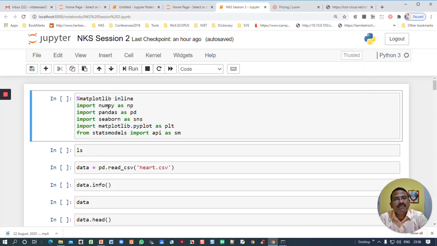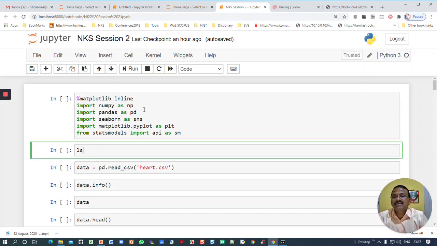So whenever I want to call NumPy, instead of calling NumPy, I can call it as np. Whenever I am calling pd, it means I am calling Pandas. Whenever I am calling sns, it is Seaborn. So Seaborn has an alias, another name, like this.